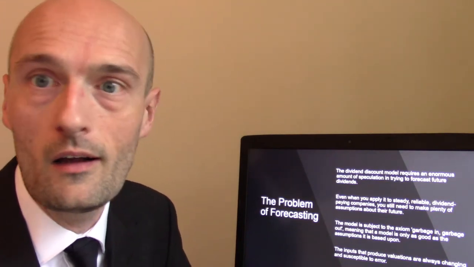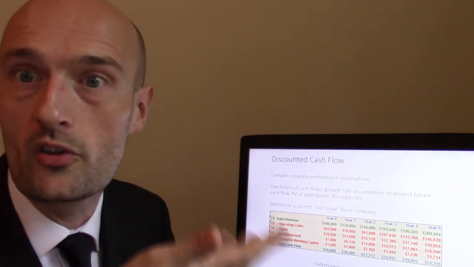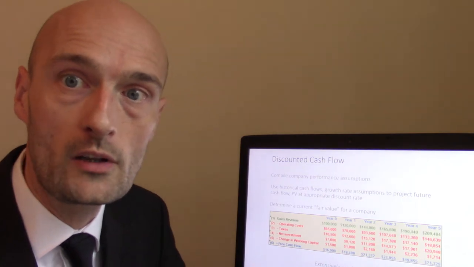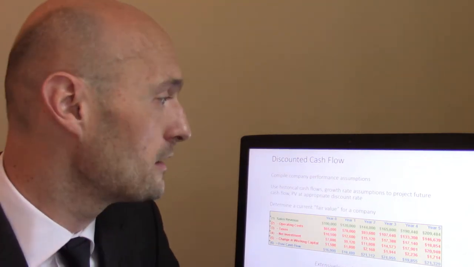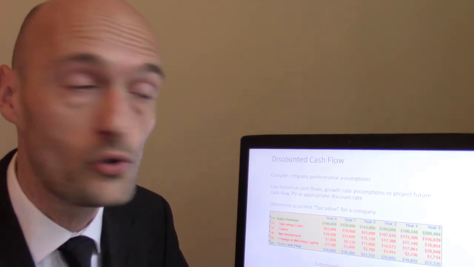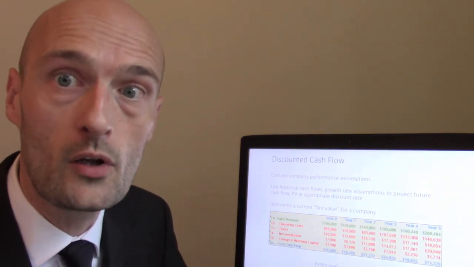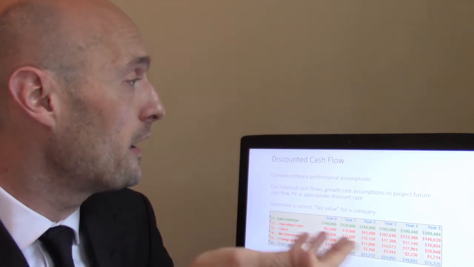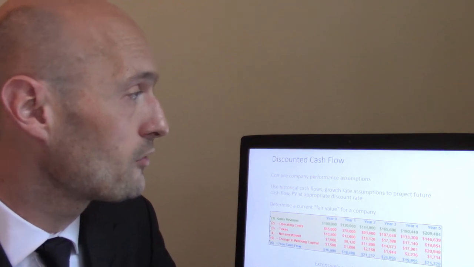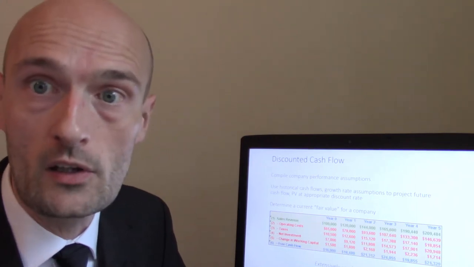It's an interesting idea, I suppose, around how you value a company. Now, the next approach is a much more widely used approach, and that is what's called the discounted cash flow model. And in truth, it's not just more widely used, it's probably the most widely used approach to valuing companies. The idea behind the discounted cash flow model is to compile company performance assumptions, use historical cash flows and growth rate assumptions to project future cash flows, and then present value them at the appropriate discount rate.